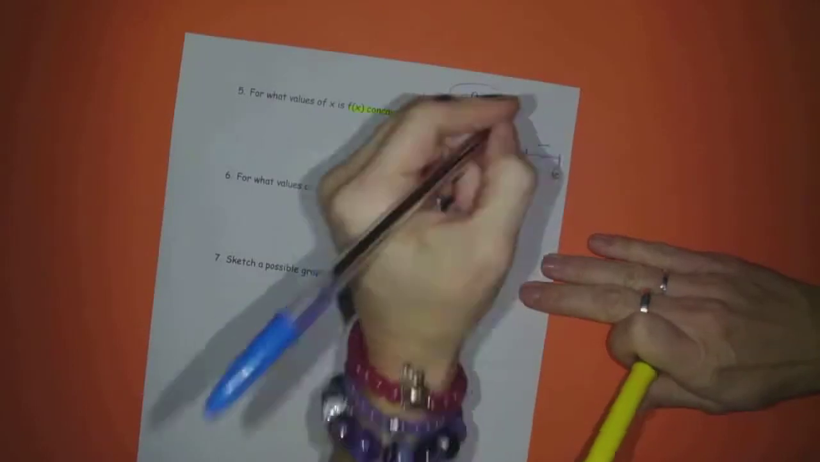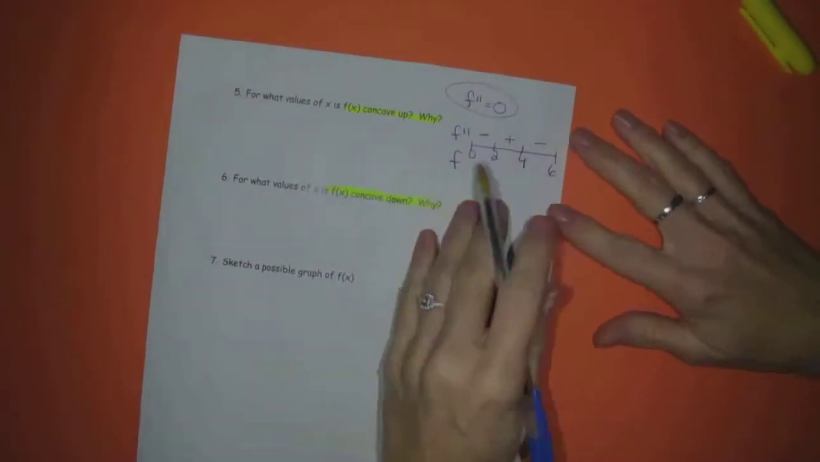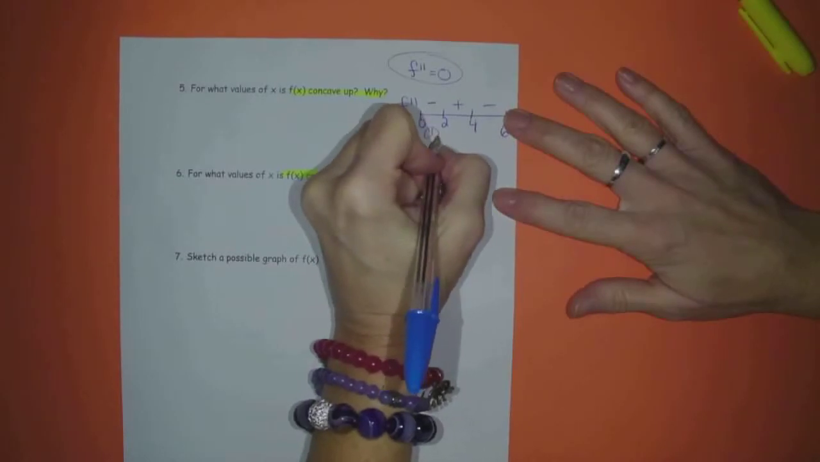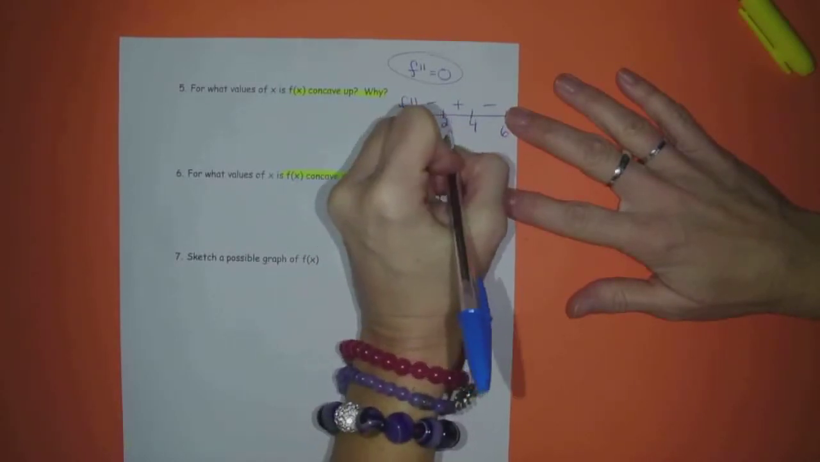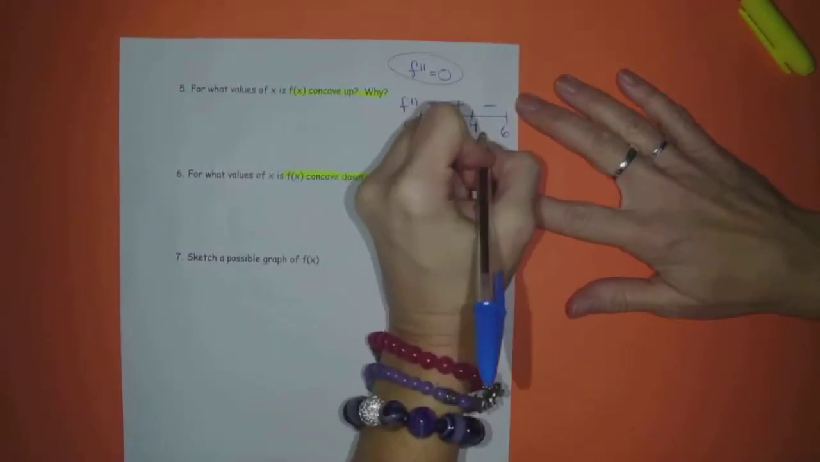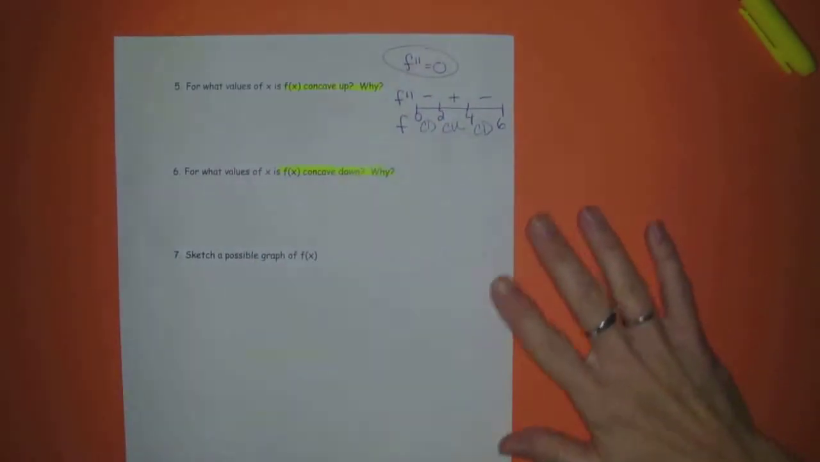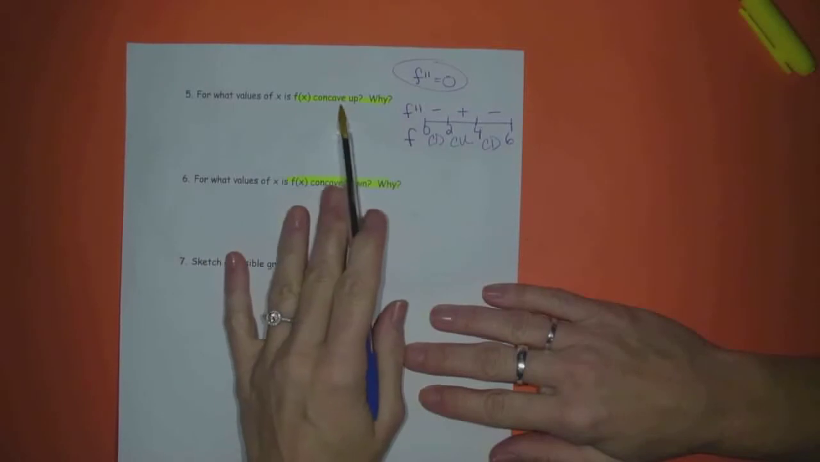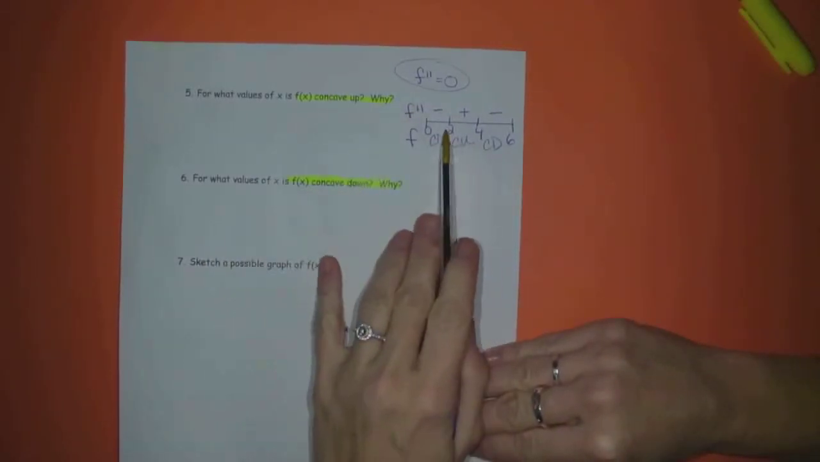All right. Well, what does that tell us? This tells us about the concavity of f. So from 0 to 2, we are concave down. 2 to 4, concave up. 4 to 6, concave down. So watch how easy this becomes. For what values of x are we concave up? Well, right here from 2 to 4.